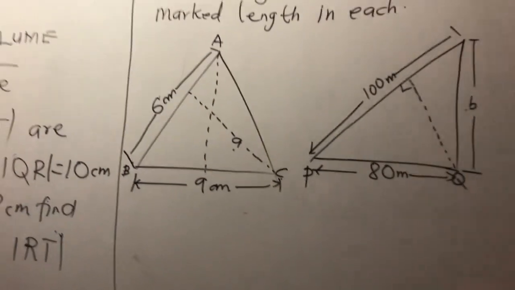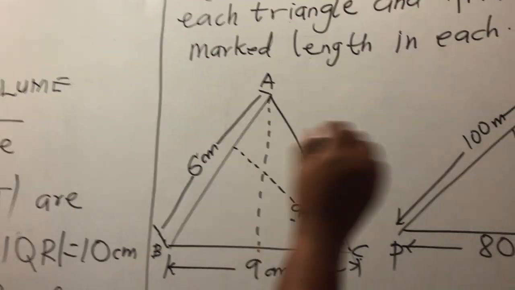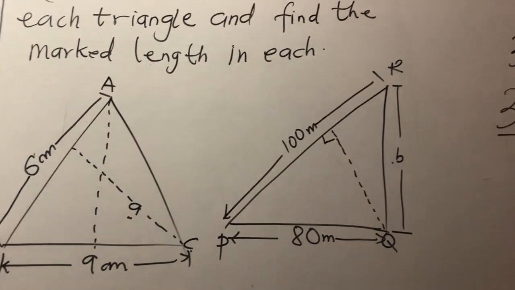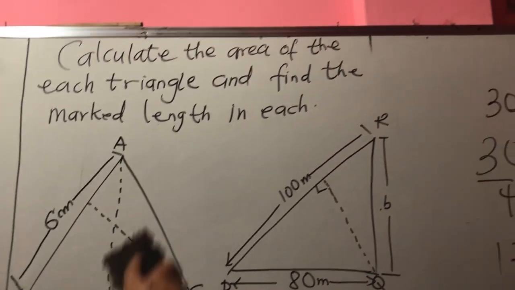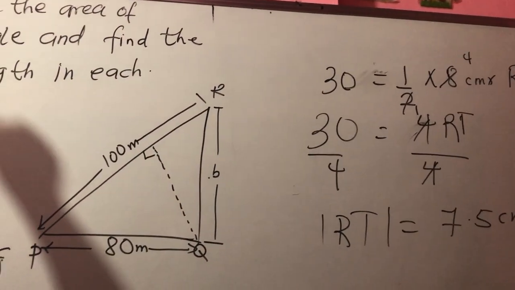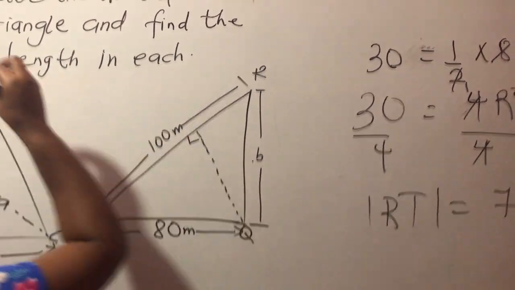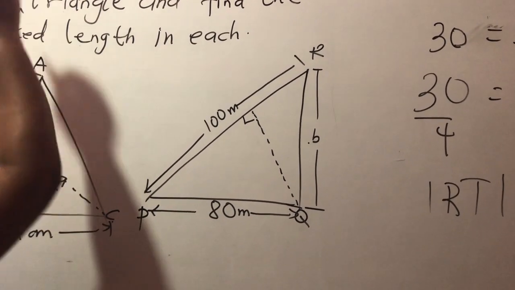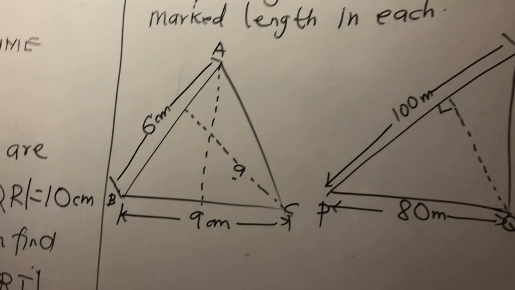A, B, C, because A, B, C, they are the vertices of the triangle. So this is what we are finding. We are finding this length. A is the length, and we are finding this one, B. Just as P, Q, R. So it is calculating the area of each of the triangles and finding the marked length in it. Okay, so that is the English.